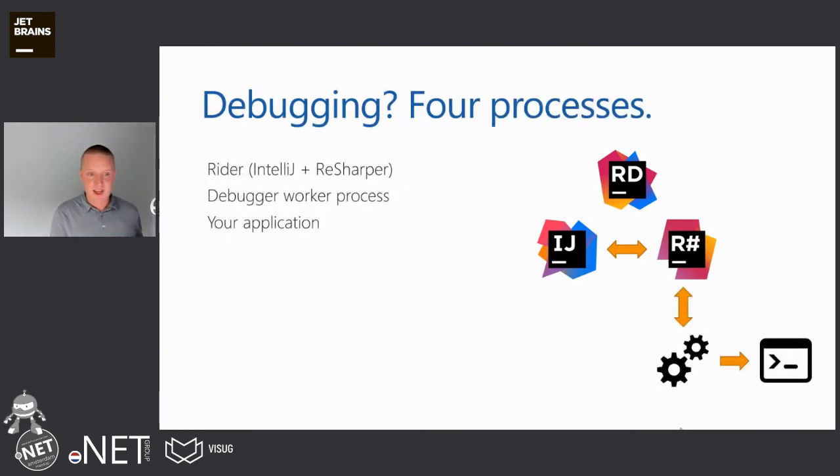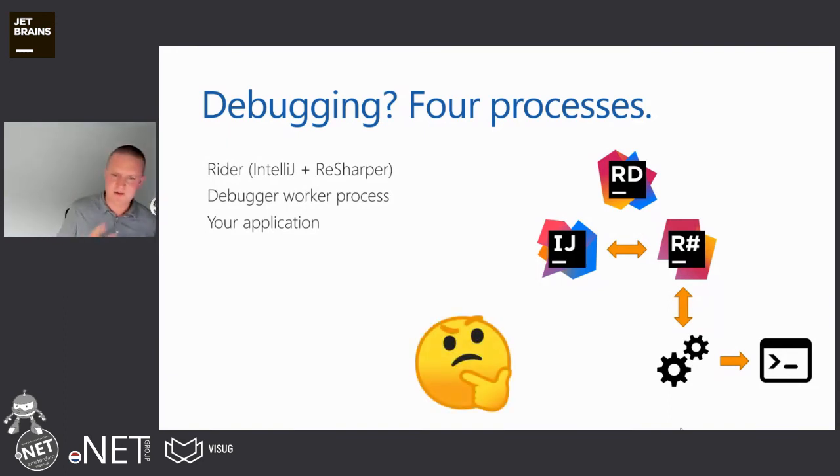If you are debugging in Rider, you're actually using 4 processes. You still have Rider, which is IntelliJ and ReSharper. You have your debugger worker process, which is a process that we run to communicate with your application. And of course, if you're debugging, you also have your application running. So there's communication happening between 4 processes at that time. So 4 microservices, so to speak, contributing to the same experience.